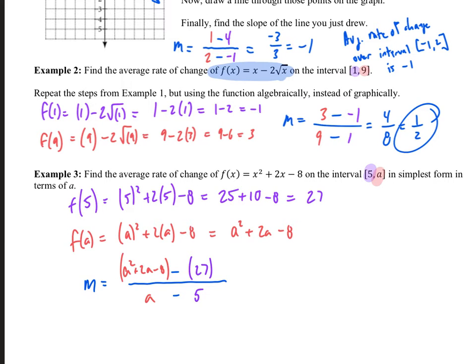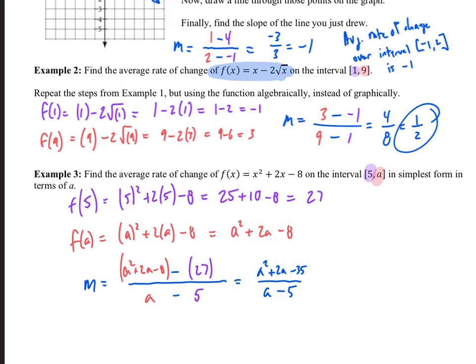So I need to simplify this. Of course the bottom, the denominator, is just a minus 5. Here in the numerator though, a squared, no like terms, 2a, no like terms. So negative 8 minus 27. Be careful with your subtraction there. The numerator starts off with a squared plus 2a, and negative 8 minus 27 is negative 35.